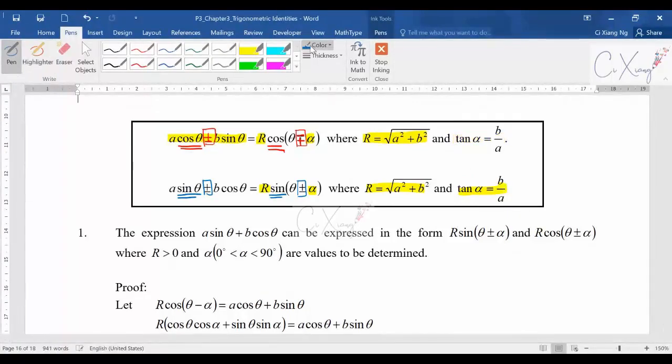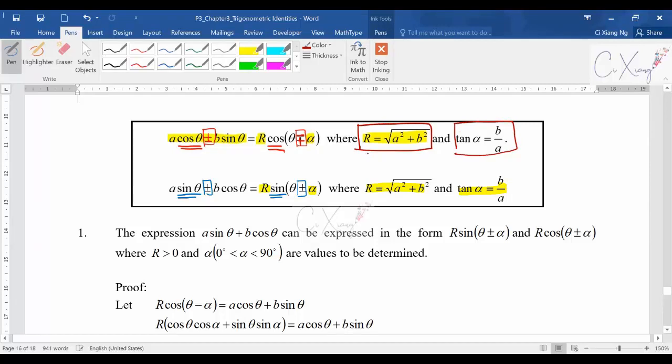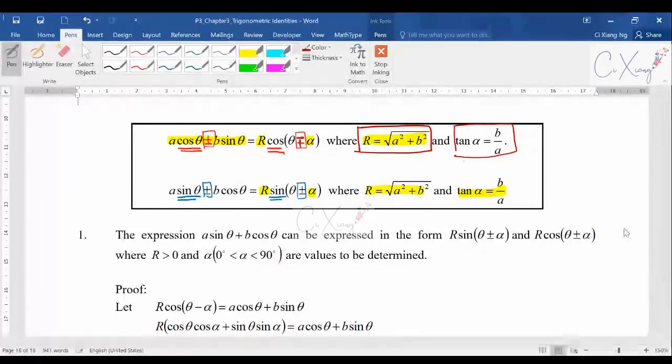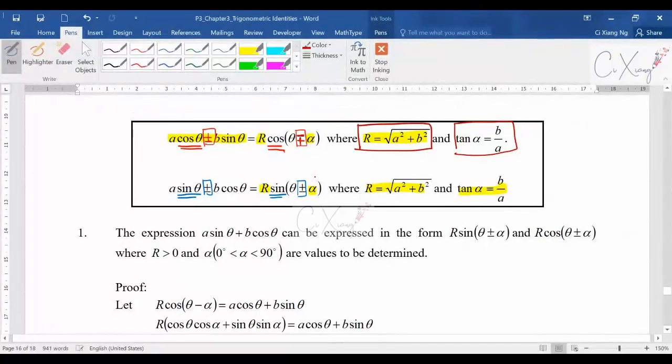In short, this is an important formula. You need to know the formula for r and the formula for tangent alpha. Then again, we will have the proving part, but I just want to let you know the basic rules first, as I said just now. It will usually be easier if cos changes to cos, and a sine first term changes to the compound angle formula for sine.